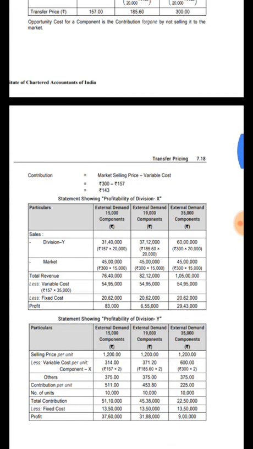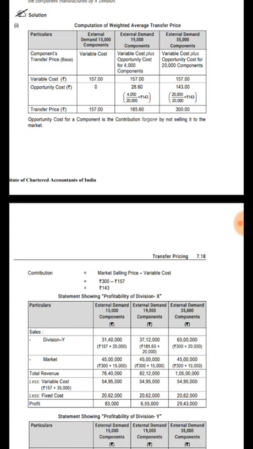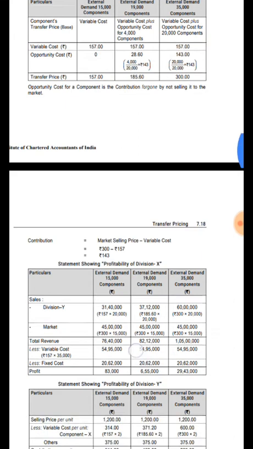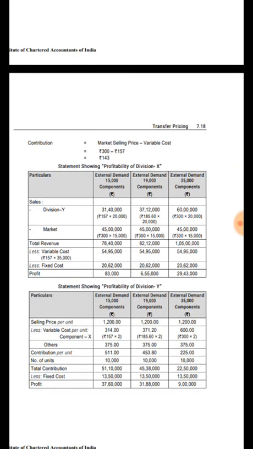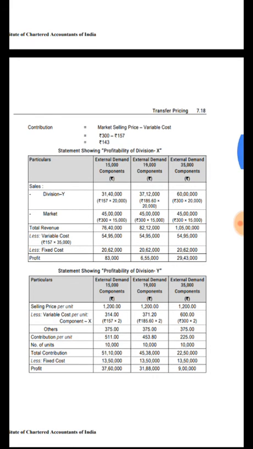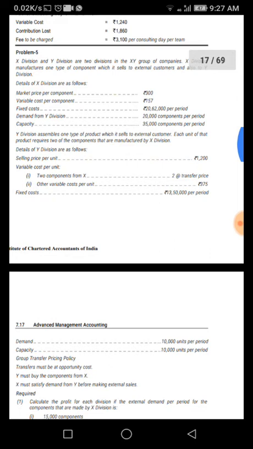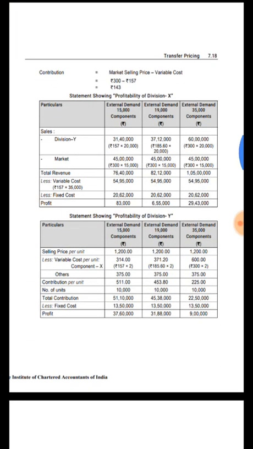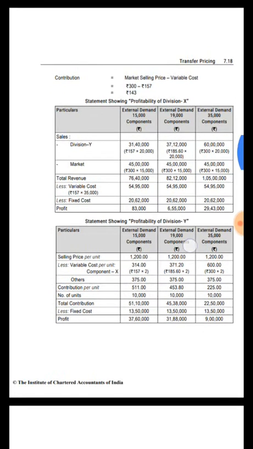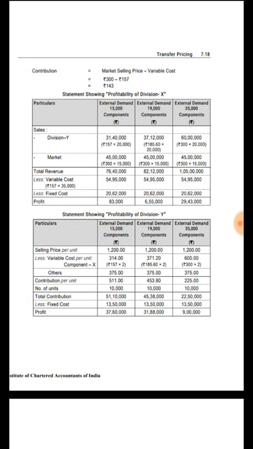See the price at transfer price 157, 185.6 and 300 respectively. Then the market balance only they can sell in the market, right? So only 15,000 they can sell in the market. So 15 at selling price 300 given here. It's 300 market price per component. Okay, so it is sold. Total revenue, you'll get total revenue. Then variable cost: 35,000 because all 35,000 are produced, 20 to Y and 15 to outside.